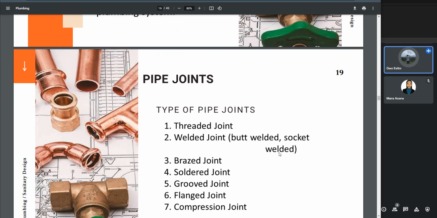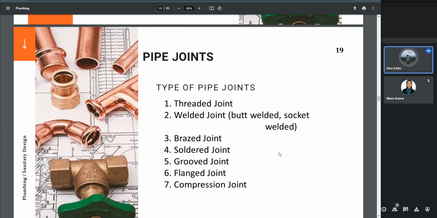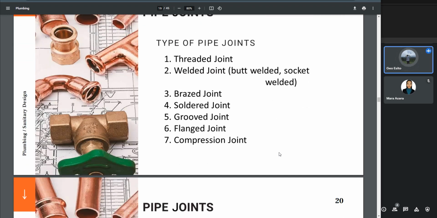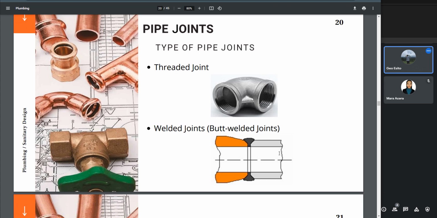So here are the types of pipe joints. First is the threaded joint, next the welded joint, the brazed joint, soldered joint, groove joint, flange joint, and compression joint. So let's go first with the threaded joint. When pipes are joined by screwing in threads which are provided in the pipe, it is called the threaded joint.